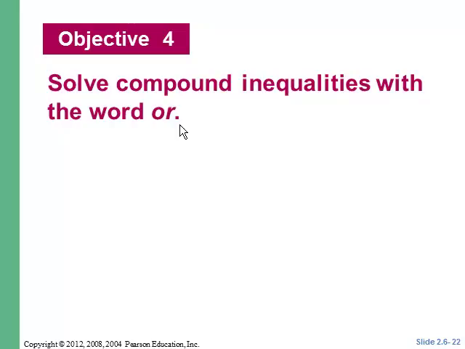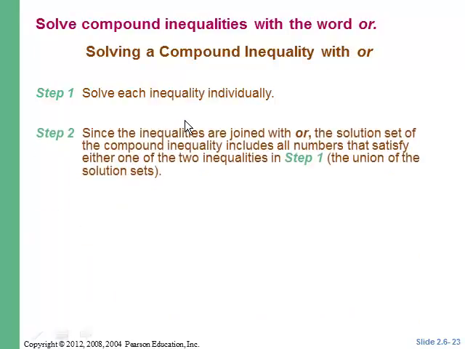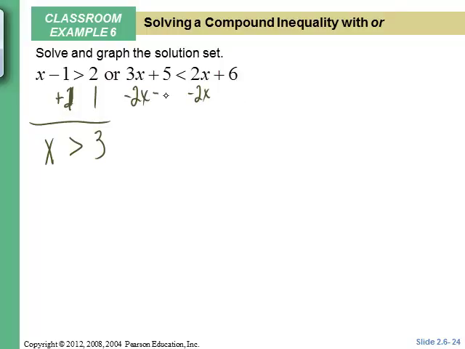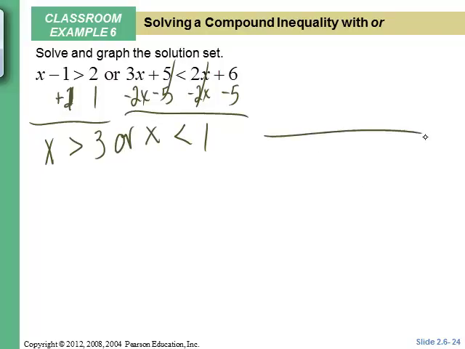Let's talk about compound inequalities then that have the word or in them. Once we find them, we go with what's in either of the two spots. So let's solve this one. Add 1 to both sides, and we get x is greater than 3. Over here, let's subtract 2x from each side, and let's subtract 5 from each side, and we get x is less than 1. X is greater than 3, or x is less than 1.